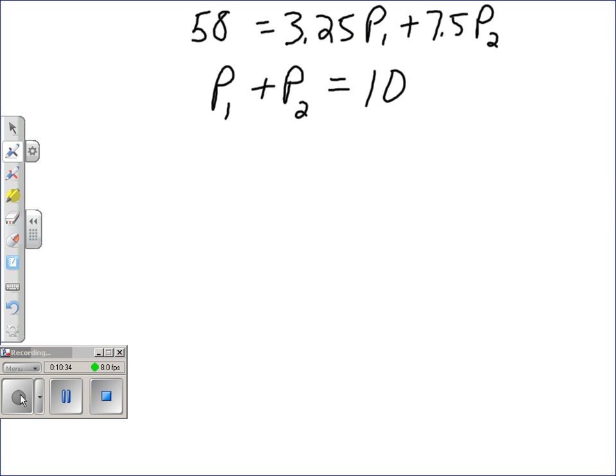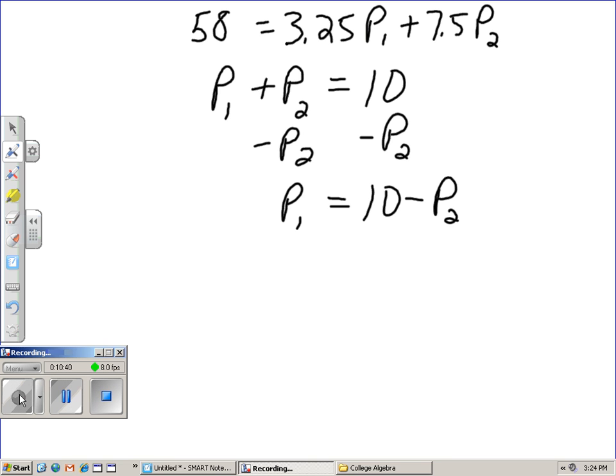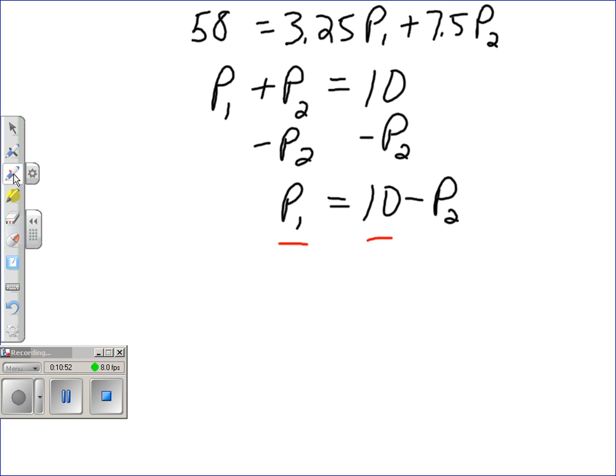You can isolate either one. It doesn't matter if you get the P1 alone or the P2. I chose to get the P1. So I subtracted P2 from both sides, and I end up with P sub 1 equals 10 minus P sub 2. That is, the pounds of cheap tea is 10 pounds, take away however many pounds of expensive tea we use.